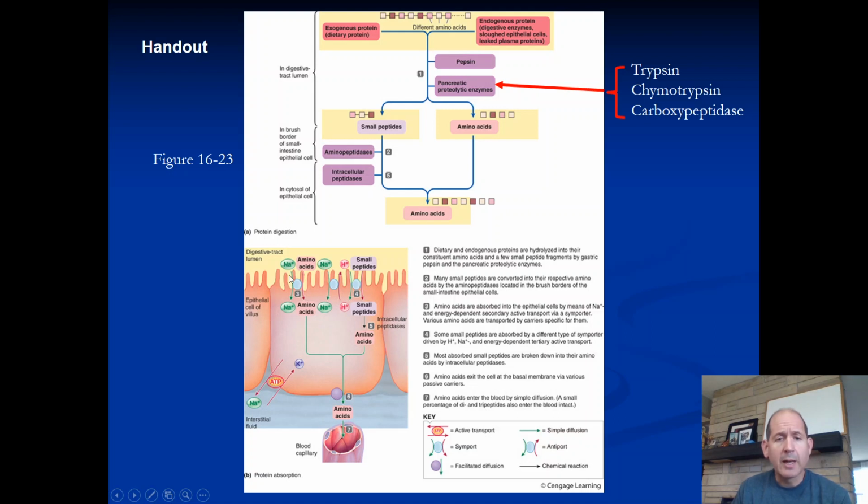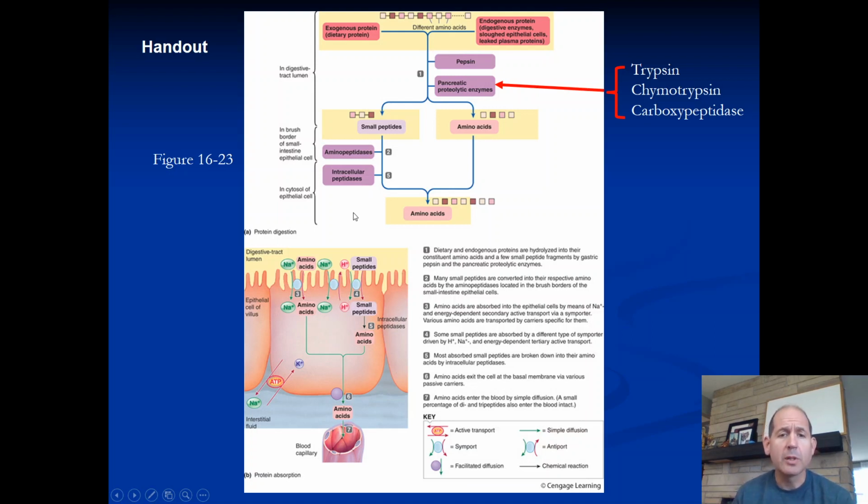Embedded in the microvilli, we have some aminopeptidases which can break down some of these very small peptides and allow us to then absorb those amino acids. Should we absorb some of these small peptides, they're typically broken down inside the epithelial cells by intracellular peptidases.